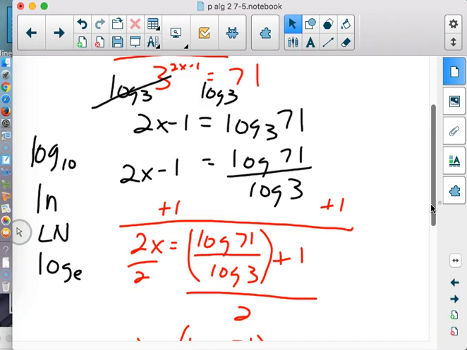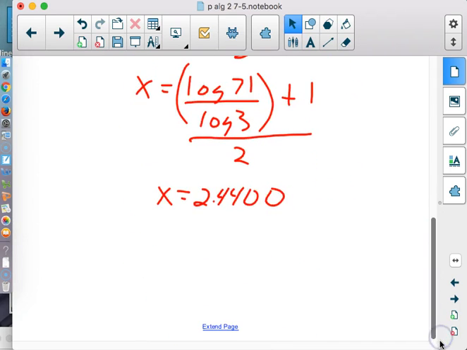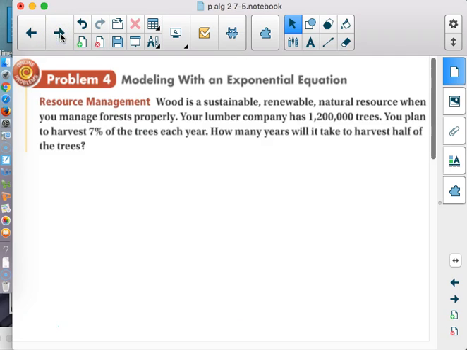So now, what we're going to do today is take this a step further and say, all right, let's just start solving some of the stuff that in the past we had to use Blinky for. Don't want to use Blinky anymore. Let's see what we've got. It says wood is resource management. Wood is a sustainable, renewable, natural resource when you manage forests properly. You have a lumber company. That's good to know. Your lumber company has 1,200,000 trees. You plan to harvest 7% of the trees each year. How many years will it take to harvest half of the trees?